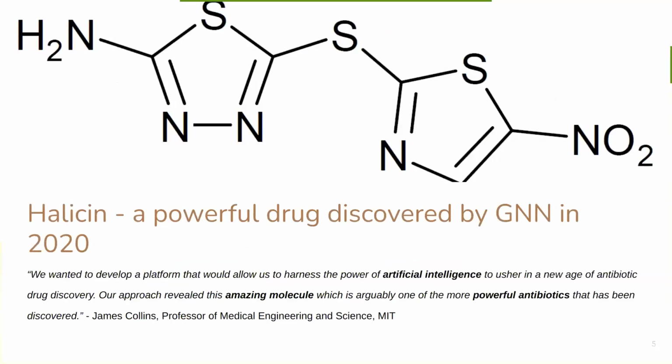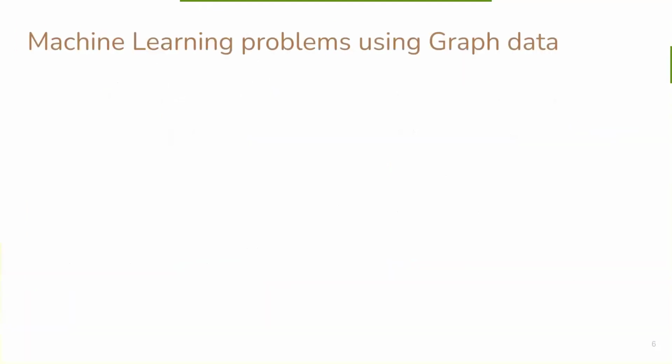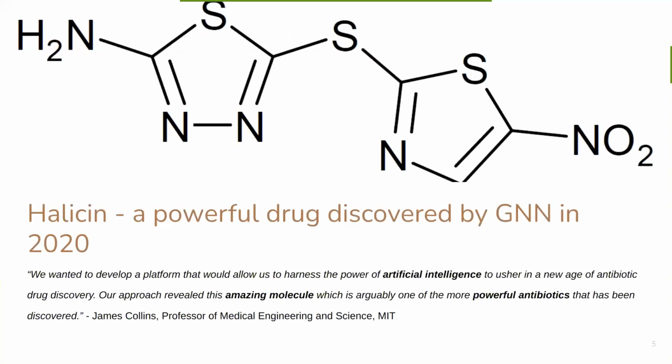Now let's also look at a real-world example of the application of AI and GNNs. In 2020, researchers at MIT used a deep learning algorithm to identify a new antibiotic compound called halicin. This drug was found to kill many strains of bacteria and prevented the development of antibiotic resistance in E. coli. You can read more about this interesting research in the link given in the speaker notes of the slide.